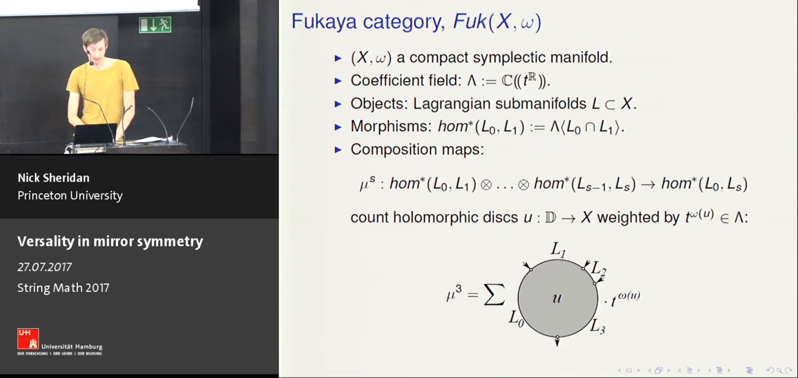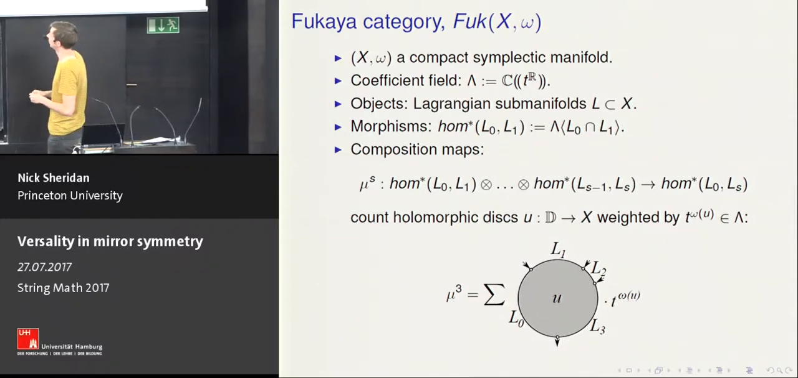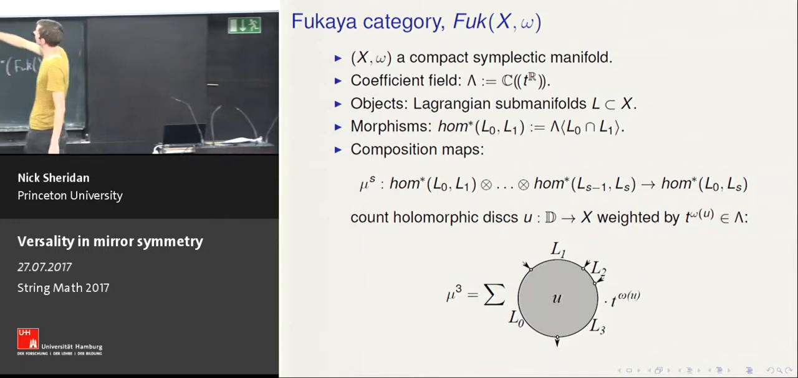Our category is going to be linear over the field called the universal Novikov field. It looks like formal Laurent series, except you allow real powers of the generator. The objects of this category are Lagrangian submanifolds endowed with a bit of extra structure. Morphisms are Lambda vector spaces generated by intersection points. Composition maps count multilinear maps between Hom spaces that look like this. And they're defined by counting holomorphic disks U with boundary conditions on our Lagrangians like this.